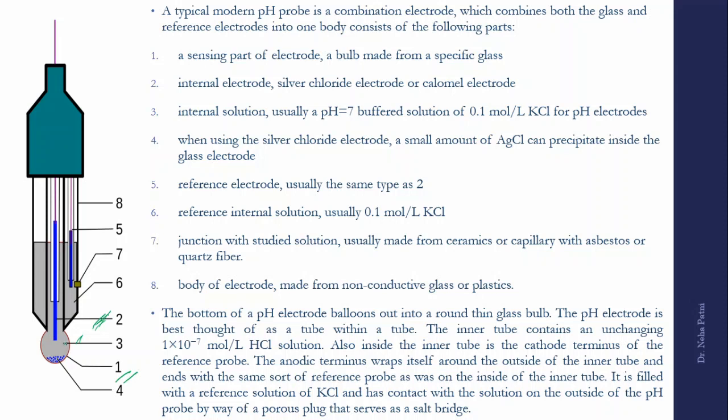And when we use silver chloride, then sometimes silver particles get precipitated as AgCl. So you can see those precipitates also. And then this one is your reference electrode. In our case, it is a calomel electrode. Then this is the reference solution, which is also 0.1 molar KCl. Then this is the junction of these two, and then 8 is the overall body of the electrode.